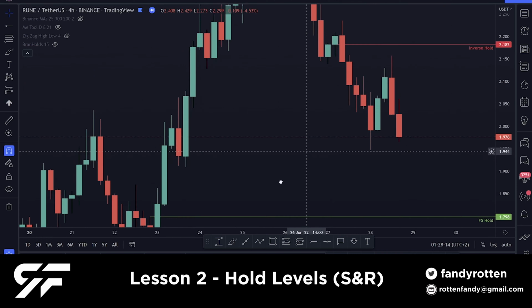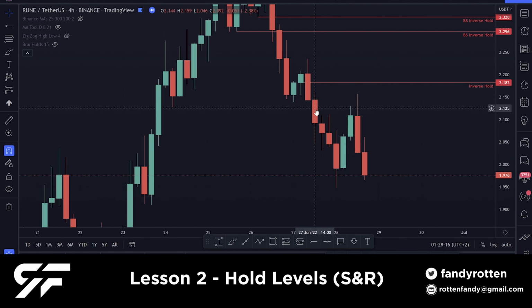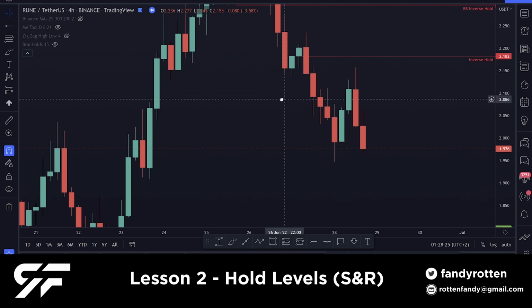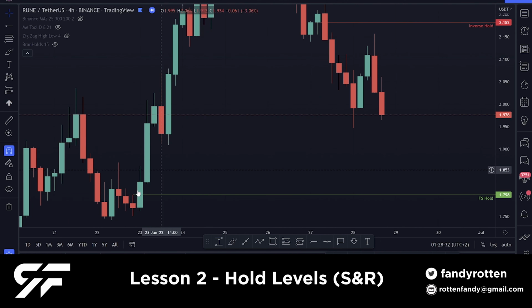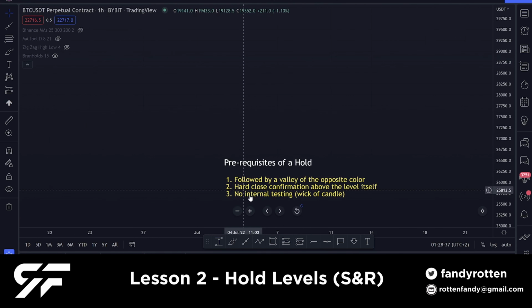And for this, this red candle will be the confirmation for this hold level to have become a hold level, right? So at what point do you officially call this a hold level? It's after the confirmation of a hard close below this, or after a confirmation of a hard close above it, right? And what is the third prerequisite? There should be no internal testing. The wick of the candle should not be testing the level before having the hard close.